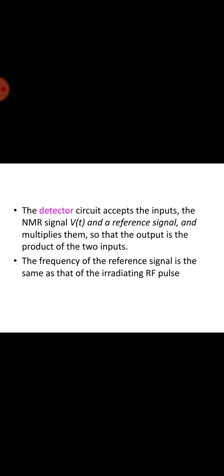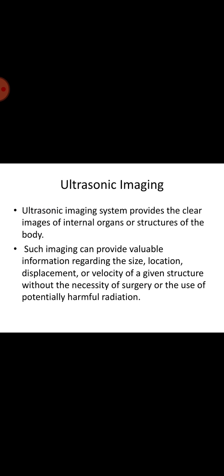The detector circuit accepts the NMR signal V of t and the reference signal and multiplies them. The frequency of the reference signal is the same as that of the radiating RF pulse.